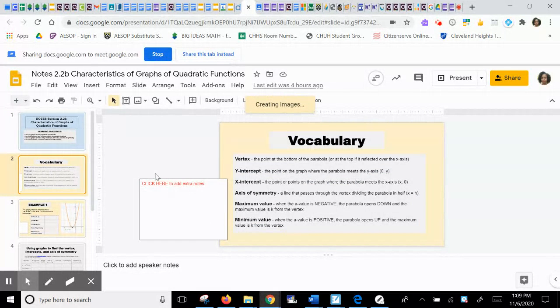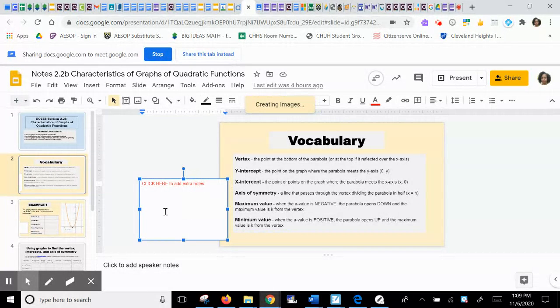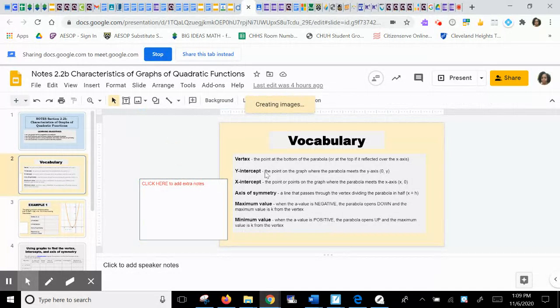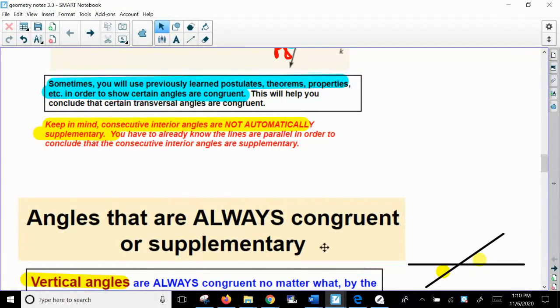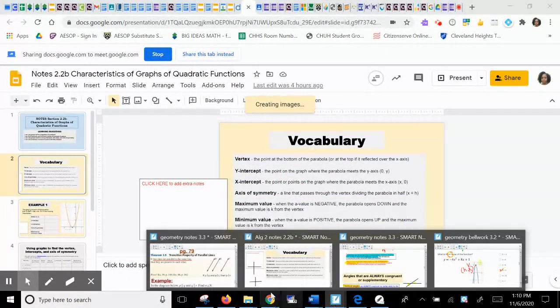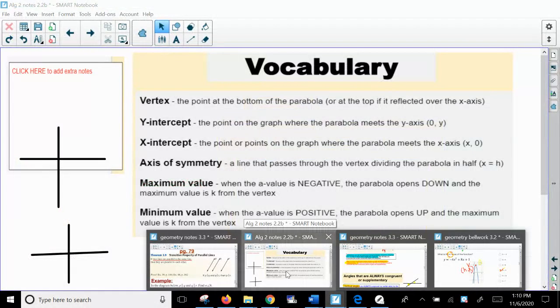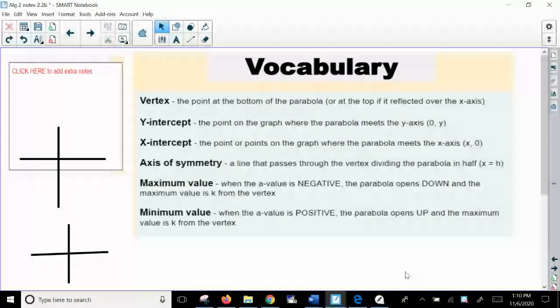So again, in the slide, to type in extra notes, you want to click right here in the box, and then you can type in extra notes. So remember that the vertex is the point at the bottom of the parabola. So let me go to this slide for a second. Not that one. This one. No, that's geometry. Here we go. Right here.